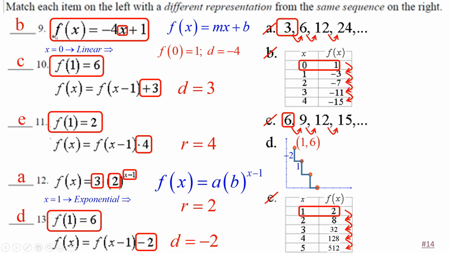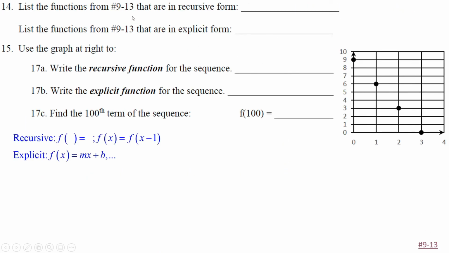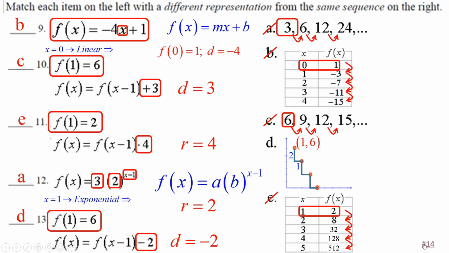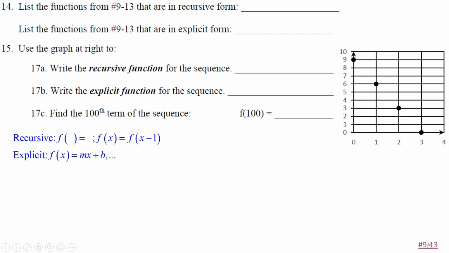Okay. We're looking first for what? I forget. What did they ask for first? They asked for recursive. So let's find our recursive here. Well, this is explicit. Number 10 is recursive. Number 11 is recursive. And number 13 is recursive. So the answer to number 14 is 10, 11, and 13 are all recursive formulas.